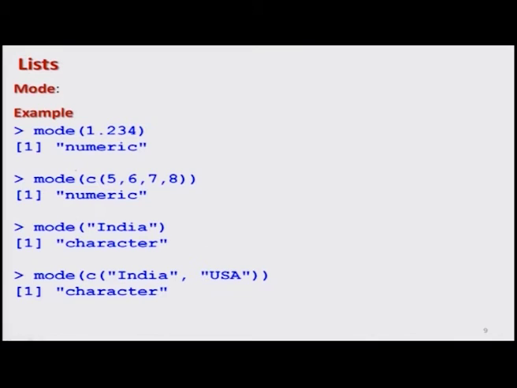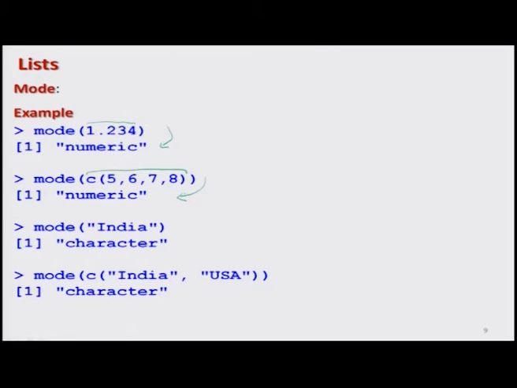For example, I am trying to take the same example that I have given in the table. When I want to find out the mode of 1.234, as soon as you enter it here, you will get numeric. Similarly, if you try to find out the mode of a vector which has 4 values 5, 6, 7, 8, all numbers, then this comes out to be numeric.